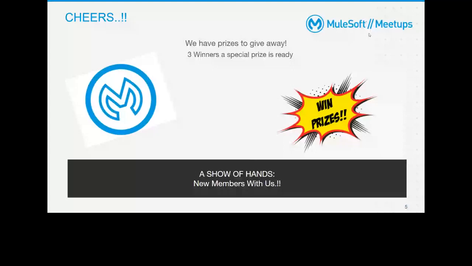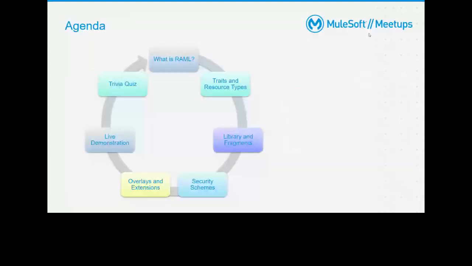So the agenda: we will discuss what is API and RAML. Then we will see what are traits and resource types, what are libraries and fragments, what is a security scheme, and what are overlays and extensions. This will be followed by a live demonstration.